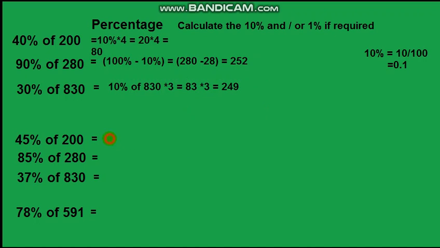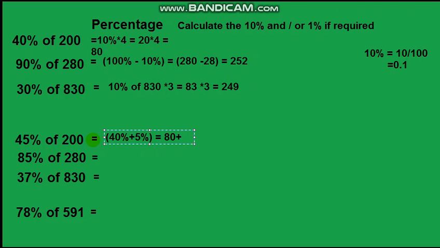Now we'll solve slightly more difficult problems, not that much, just a little bit. What if you are given something like 41%, 42%, 83%, or 87%? How will you calculate that? You have to split the percentage. For example, 45% can be written as 40% plus 5%. What is 40% of 200? 10% of 200 is 20, and 20 multiplied by 4 is 80.